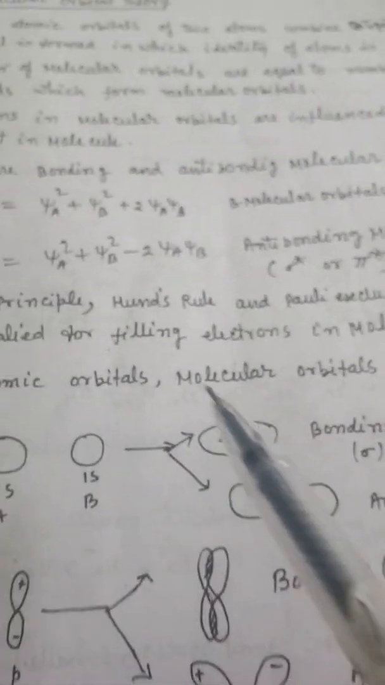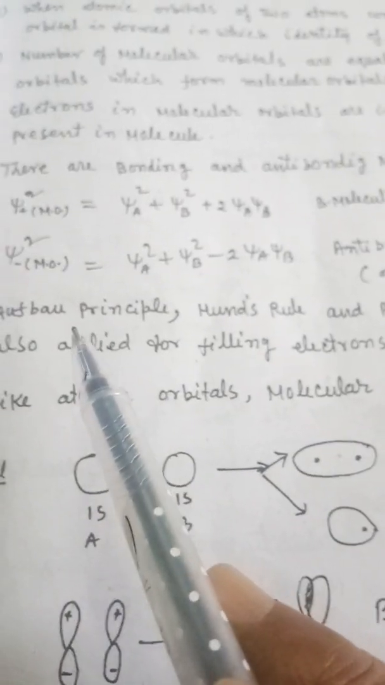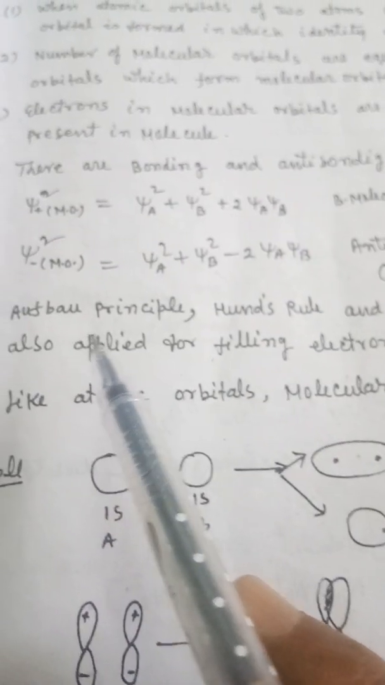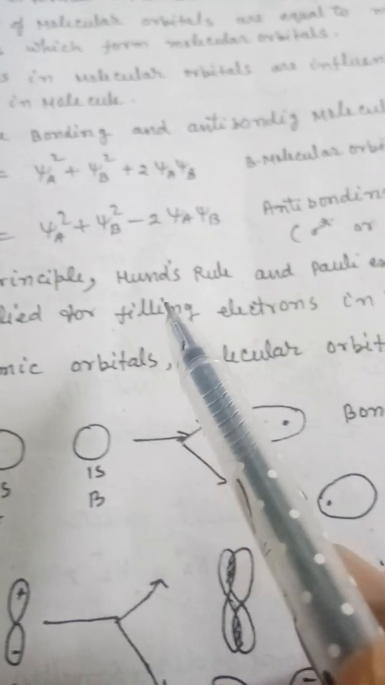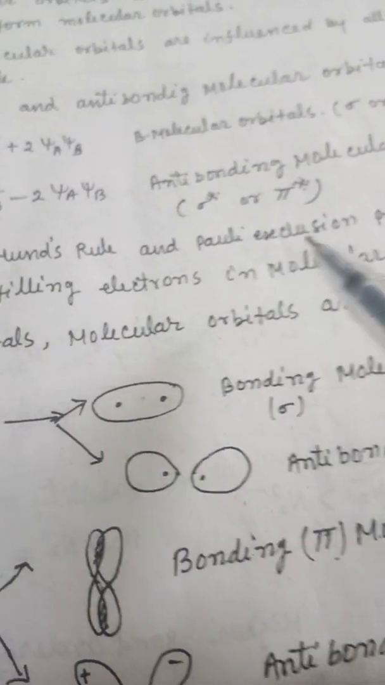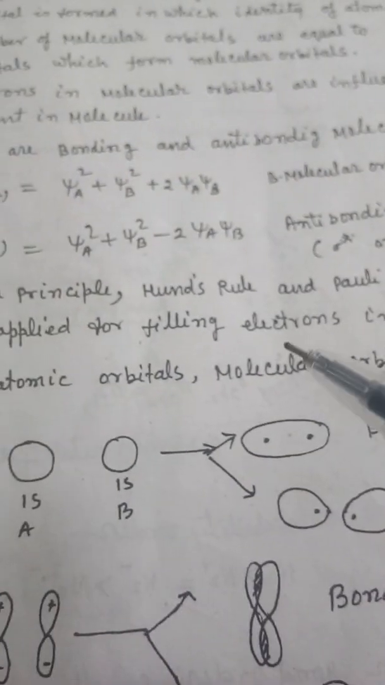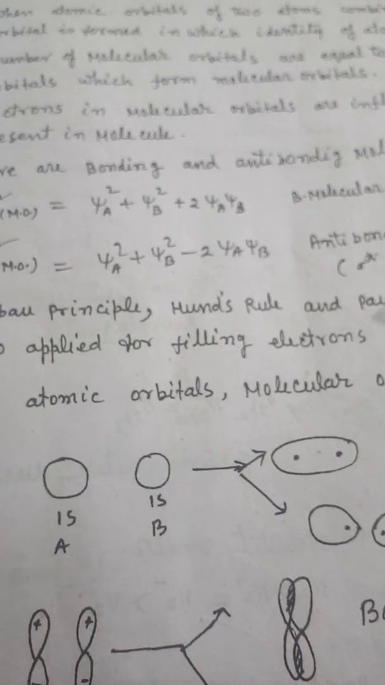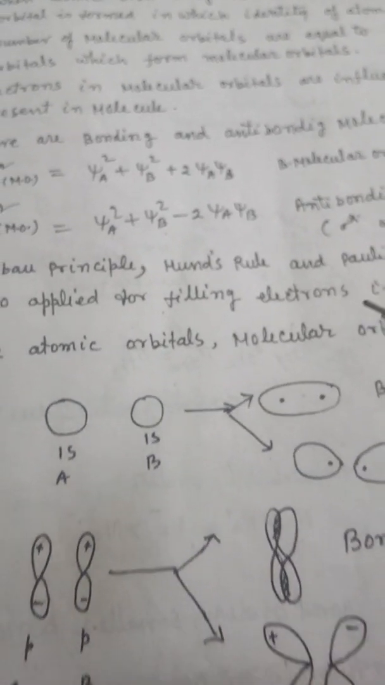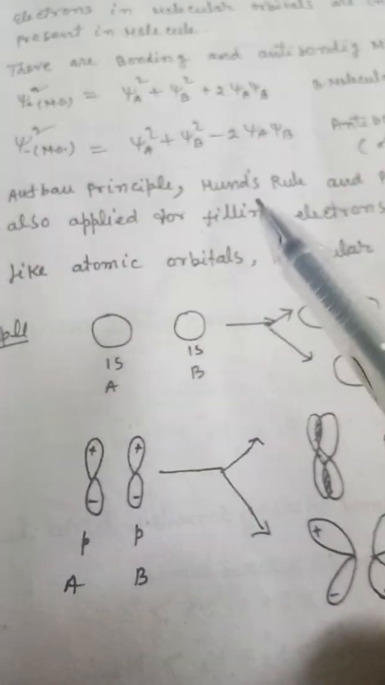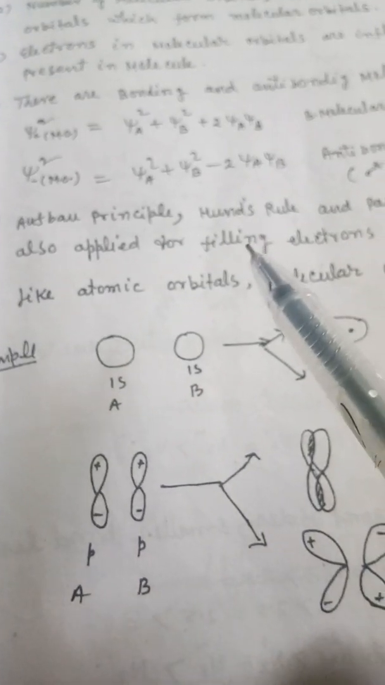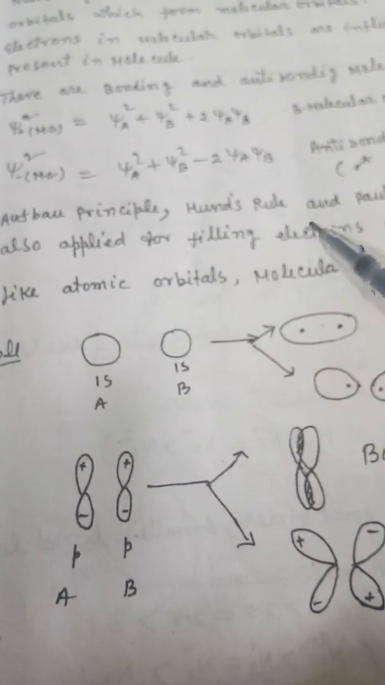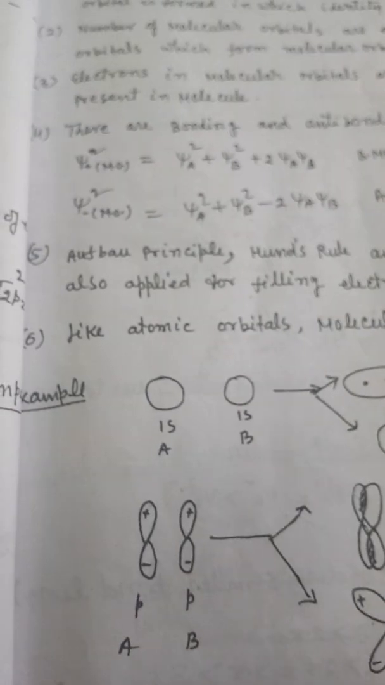So in this way, taking in view all these principles, like above principle, Hund's rule and Pauli exclusion principle, we can distribute electrons in different molecular orbitals. So this principle is very helpful for distributing electrons in different molecular orbitals.